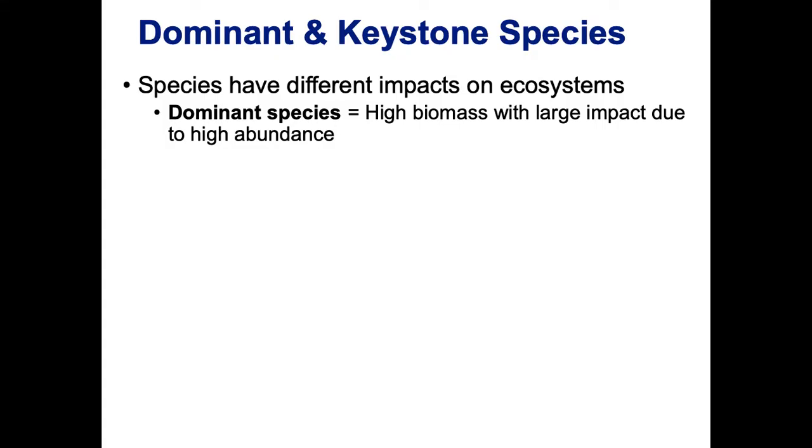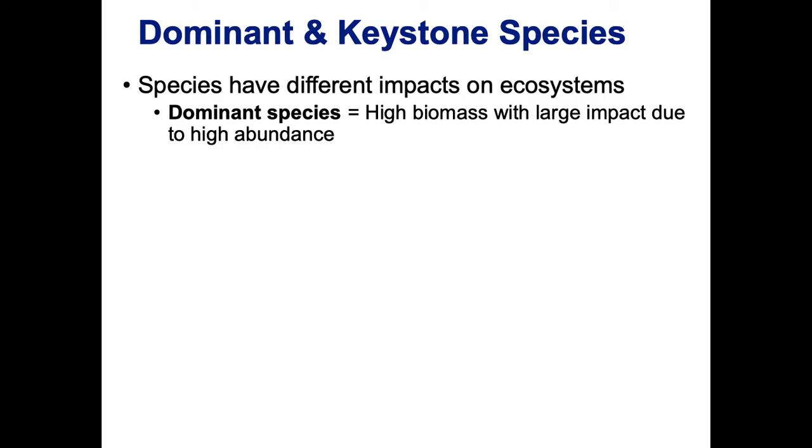So the next topic has to do with dominant and keystone species. Species have different impacts on ecosystems. Some species have really large impacts. Some species have very little impact on an ecosystem and ecosystem processes. So one category of species that has a large impact is called a dominant species.